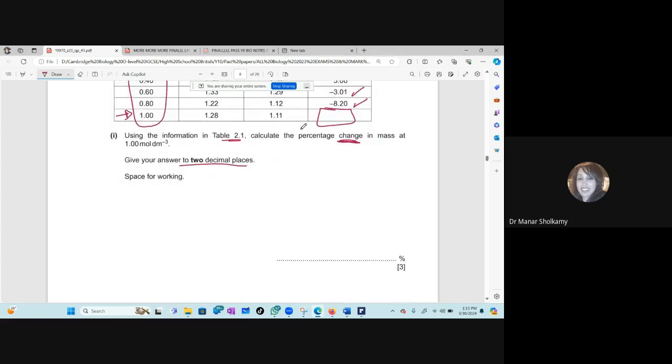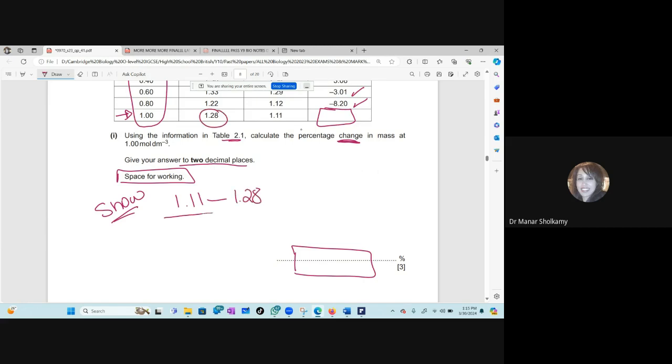Now, I want you to look here. Space for working. Space for working, please show your steps. Don't just give me the final answer. Okay, there's always a grade for working. So you will show them clearly. 1.11 minus, this is the final, minus the starting, 1.28, over the starting, 1.28, times 100. Okay, let me calculate it.